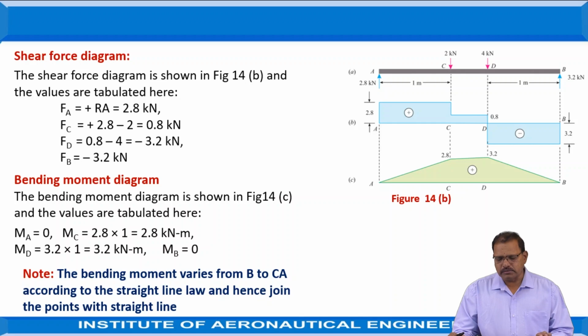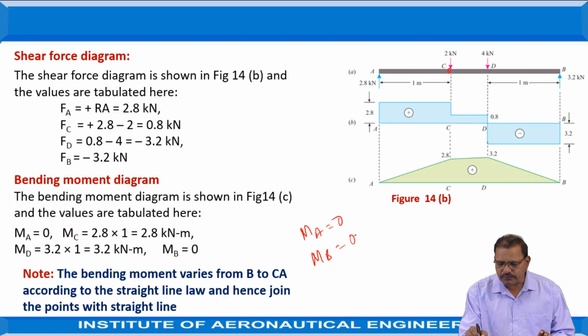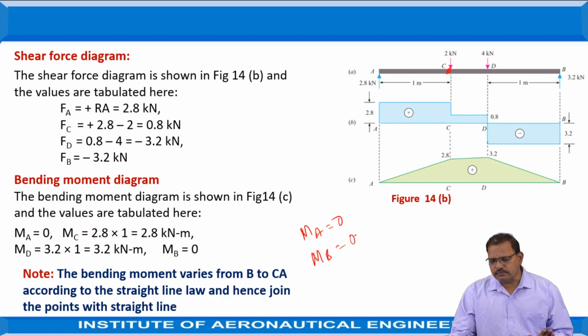The bending moment diagram. The bending moment at the free ends, that is at A and B, is always equal to 0. That is, MA is equal to 0, and again MB is also equal to 0. The bending moment at C, we can take the moments created by the forces toward the left side or the right side.